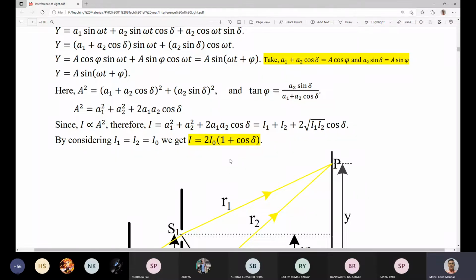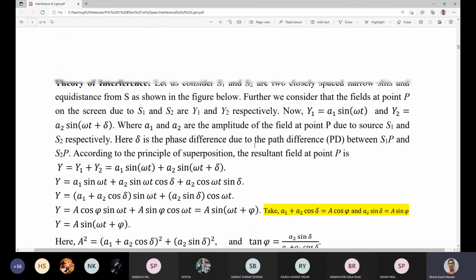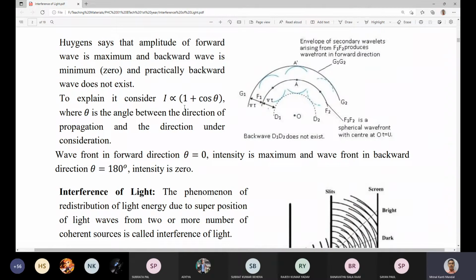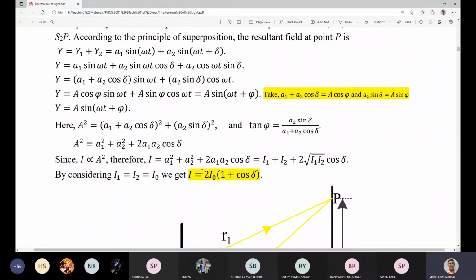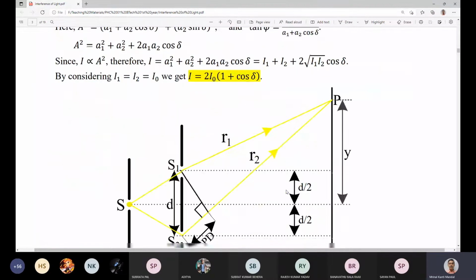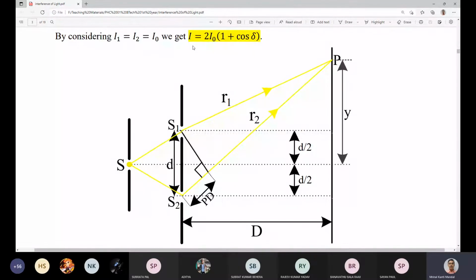Previously, when we discussed the Huygens principle, we mentioned that intensity is proportional to 1 plus cos theta. So you can see, according to interference, we get I equals twice I naught (1 plus cos delta). Point is clear? So this is the resultant intensity at any point P on the screen: I equals twice I naught (1 plus cos delta). Is it okay?